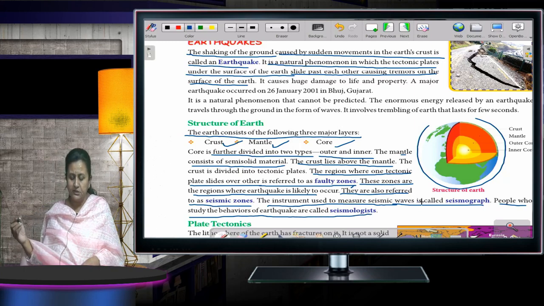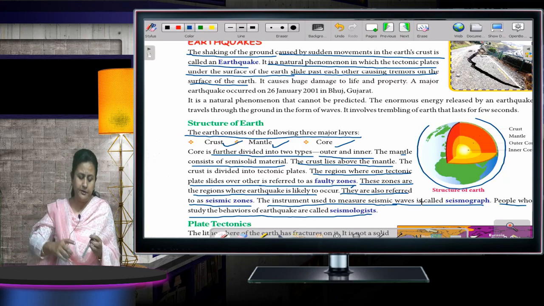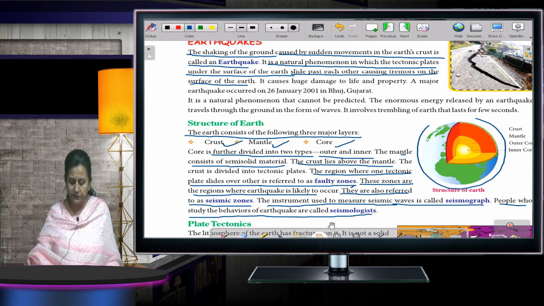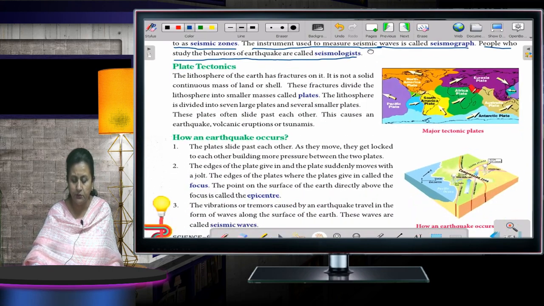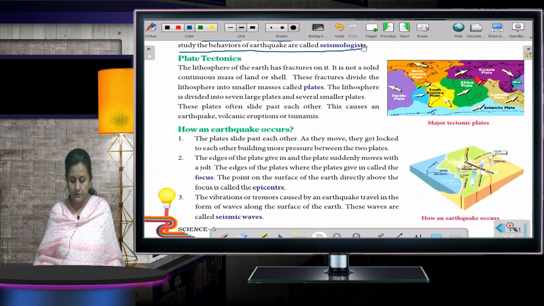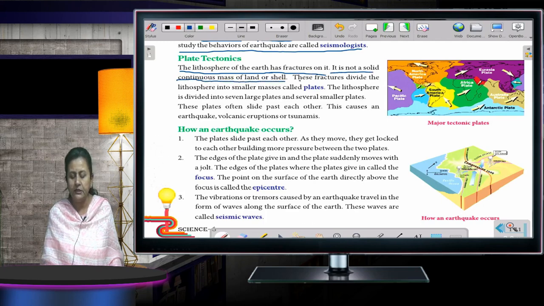Seismologists. Okay, fine, children. Now we'll talk about plate tectonics. Here you can see on your screens also. The lithosphere of the earth has fractures on it. It is not a solid continuous mass of land or shell. These fractures divide the lithosphere into smaller masses called plates.